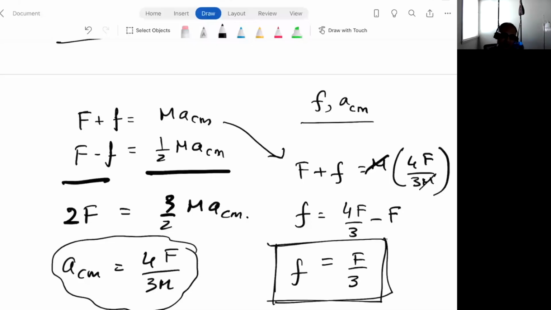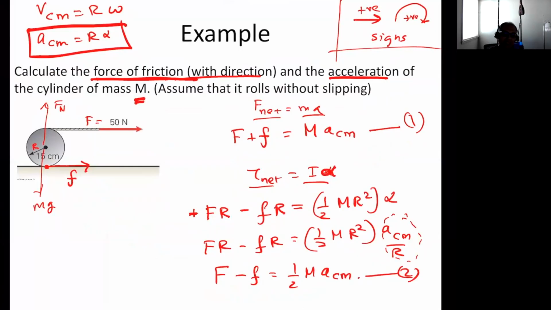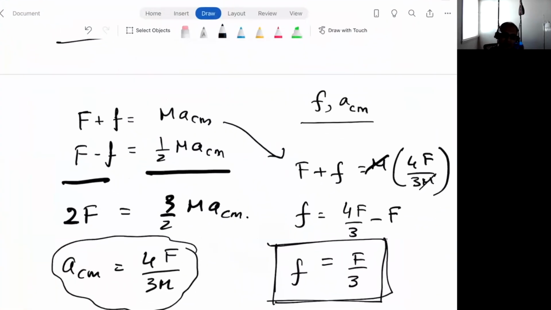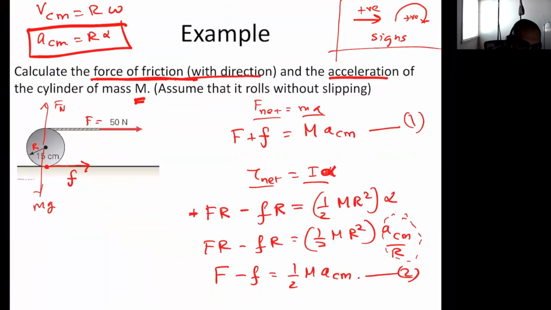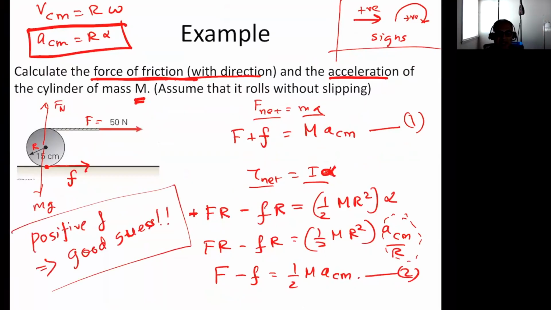Now, recall that when I set up these equations, I made a guess for the direction of the friction, right? I just randomly assumed that it's to the right. How do I know whether that guess was correct or not? The answer that I got for friction is a positive quantity because f is positive. So the friction is f over 3. If I get a positive answer in the end, that means my guess was correct. So positive f means that good guess. The guess was correct. So I don't need to change the direction of friction.